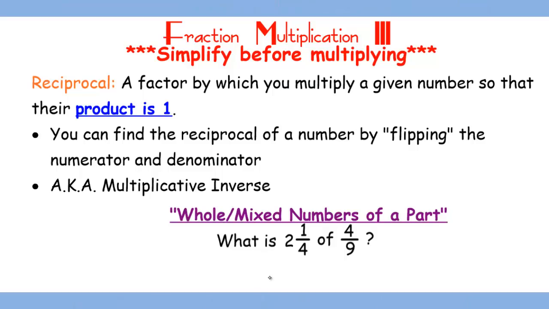In this slide, we will go over an important concept called the reciprocal, which is basically a factor by which you multiply a number so it makes 1. You can find the reciprocal by basically flipping the number. This is very important because you need that for the division skill later. It's also called the multiplicative inverse, which is the more fancy word. So let's see what that means.